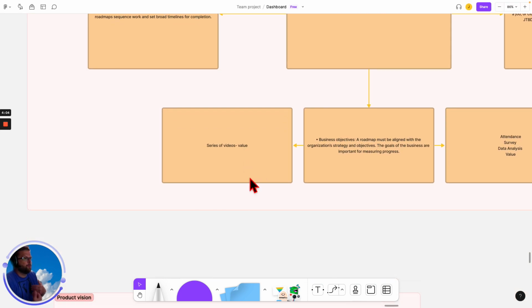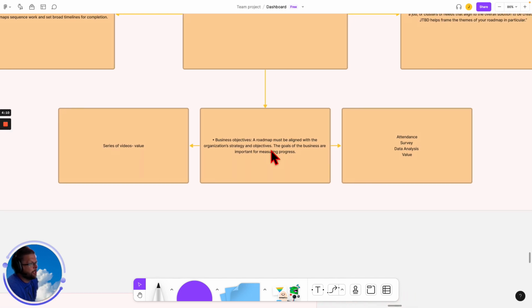You can also create a series of videos that convey your value the same way that we're doing here. We're going to align our business objectives, right? We're going to literally create a roadmap that's dynamic, that grows, that scales with your business, but also retains the historical context that you've been looking for. And it's got to be aligned to your organization's strategy and objectives.